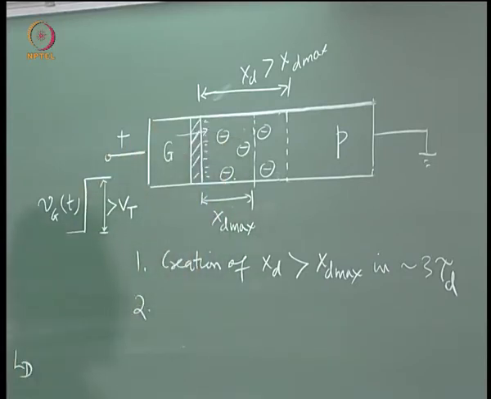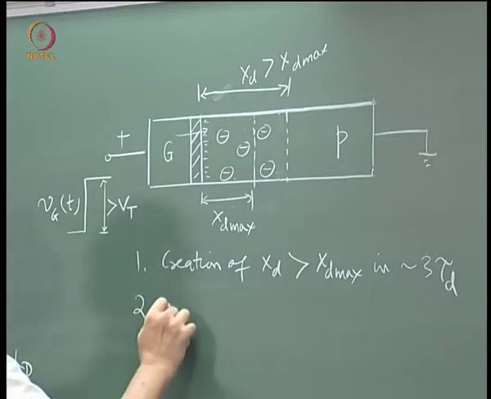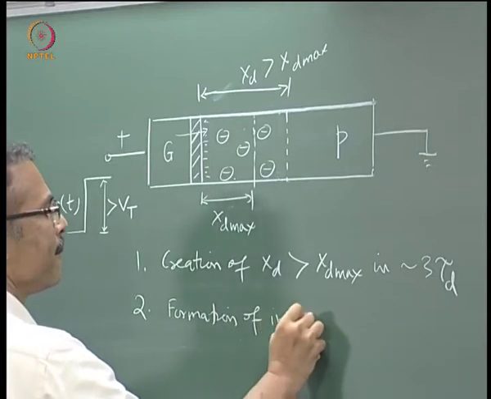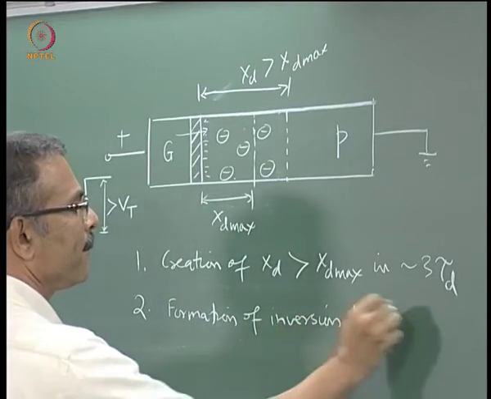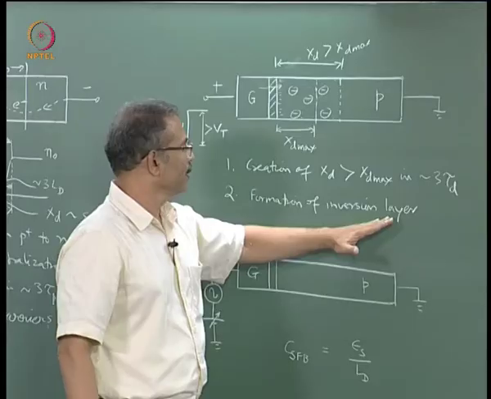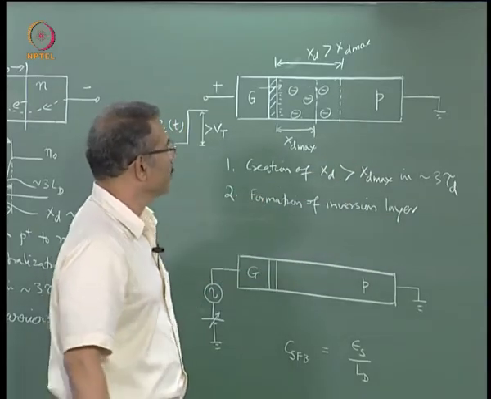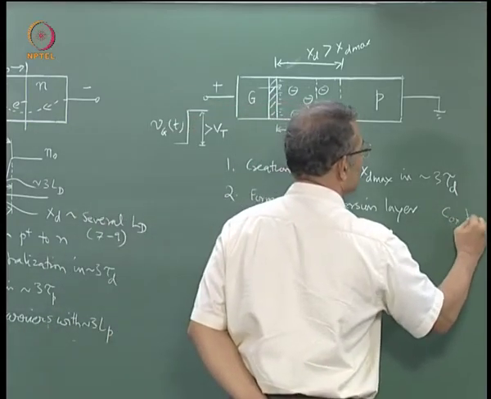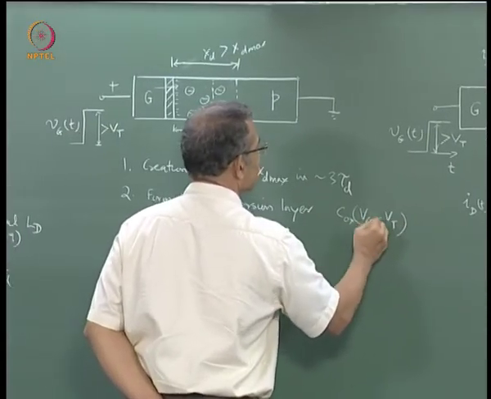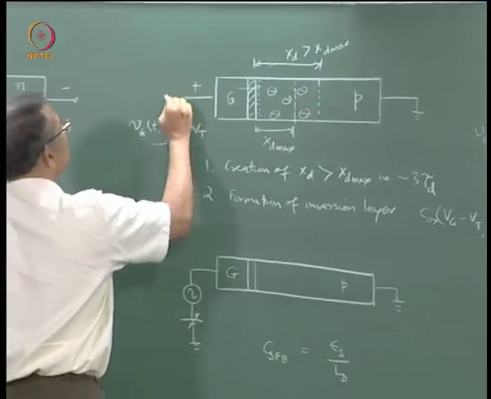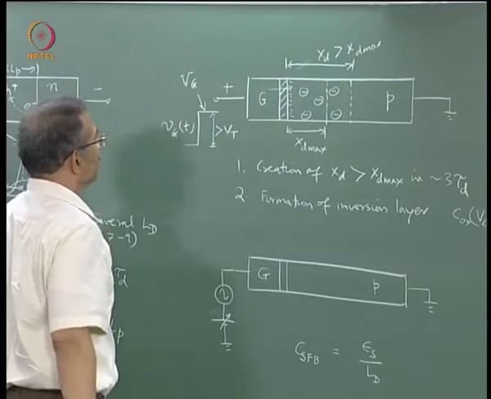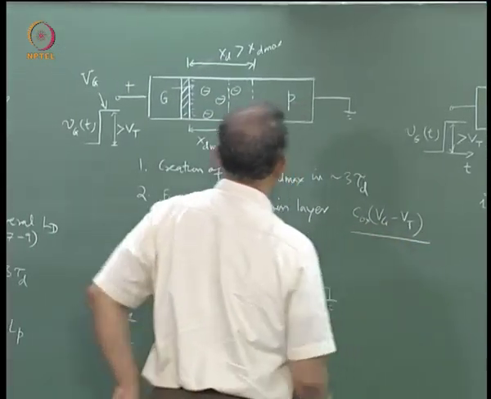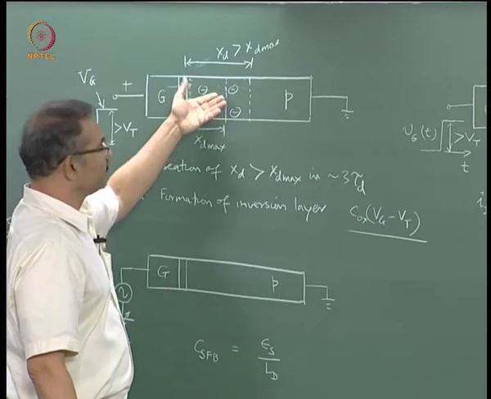So the second stage is formation of the inversion layer. And how much time will it take? Well, we can write a simple formula as follows. You know that under steady state the inversion layer charge would be Cox into Vg minus Vt, where Vg is the value of the gate voltage here. Now that is the inversion charge. This charge is created from generation.